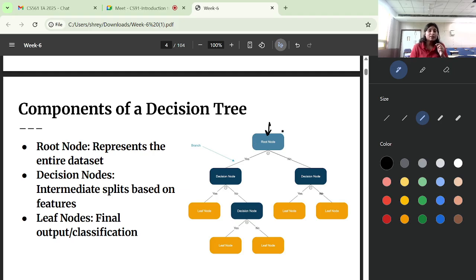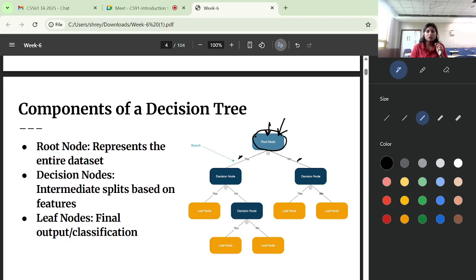Okay, so this root node is very crucial, right? This root node is the node which represents your entire data. It means that trees are composed of these nodes and these edges. So the first node is the root node.